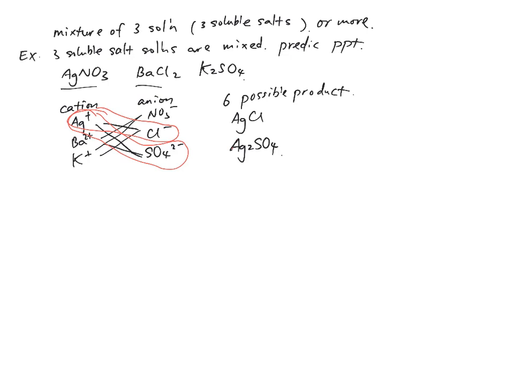Alright, so then barium could go with nitrate, barium could also go with sulfate. So therefore, barium nitrate, Ba(NO3)2, plus 2 -1, so parentheses 2, and barium sulfate. Okay, and then eventually potassium can go with nitrate or chloride. And then you have potassium nitrate and potassium chloride. Now, doing it this way, you can make sure you don't miss any possible combinations of products.